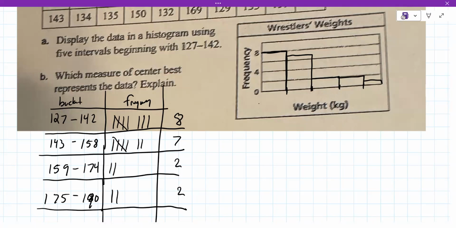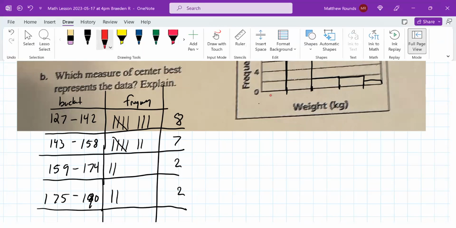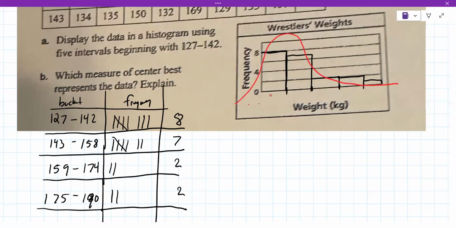Which measure of center is the best? Because this is right skewed, positively skewed, if you were to try to draw a distribution over it, you would see that it's right skewed. Whenever it's skewed, you always use the median. It doesn't ask for the median, it just asks which measure of center to use.